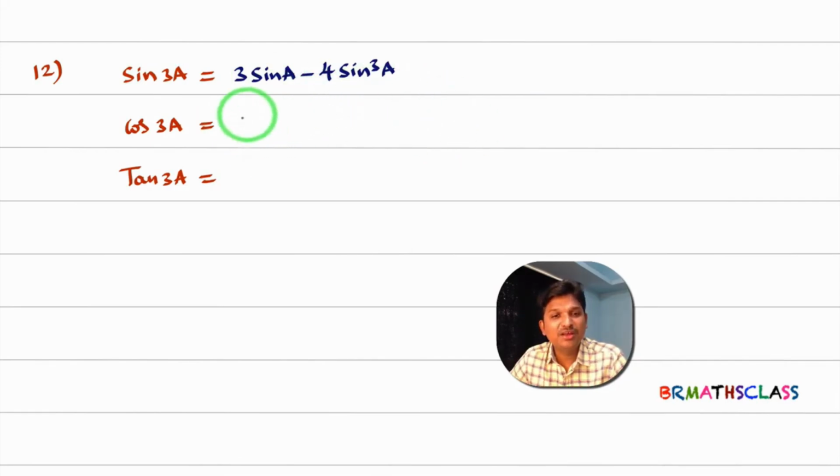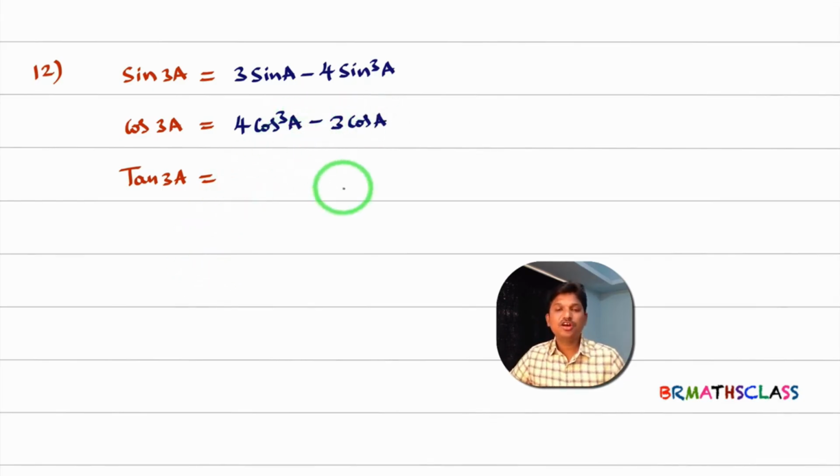Cos 3a formula, first thing you consider, the cos 3a formula will be completely in terms of cos. The cos 3a formula is 4 cos cube a minus 3 cos a. You see this cos 3a formula, it is completely in terms of cos and it begins with 4. Okay, 4 cos cube a. Whenever 4 is there, cube will come.